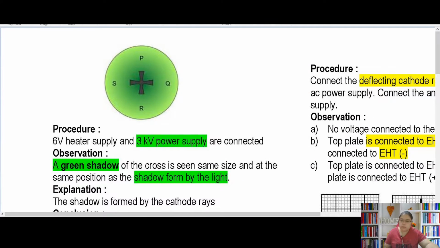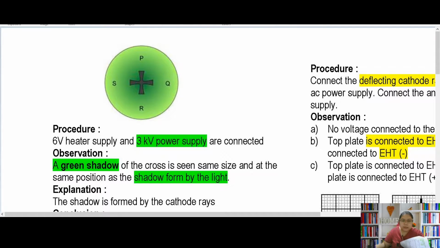Okay, students, then we continue with page number 2. This one is to test the properties of the electromagnetic field. Okay, this is not the electromagnetic field, they want to test the cathode ray. When you see this one, first they use the procedure. They start with using the 6 volt, the original.